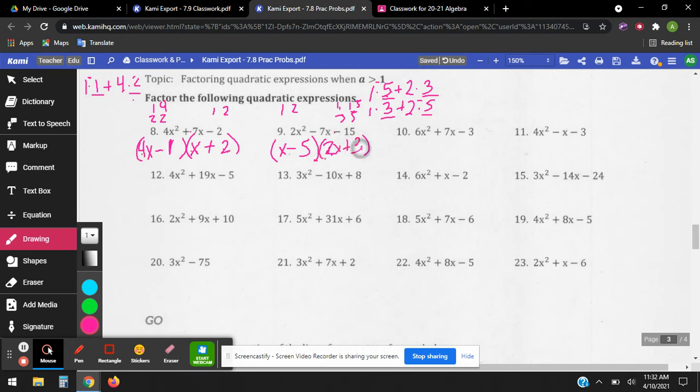Okay, so now I can look. Negative 5 times 2 is negative 10 plus 3 is negative 7. Negative 5 plus 3 is negative 15. All right, next one.